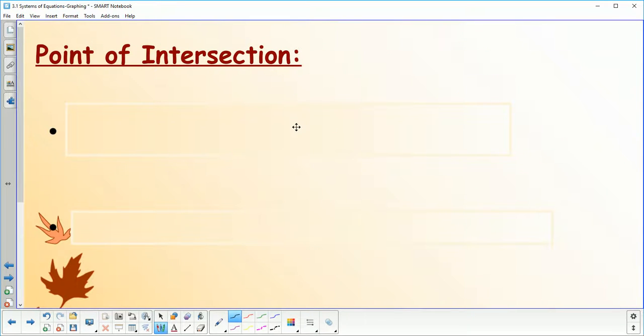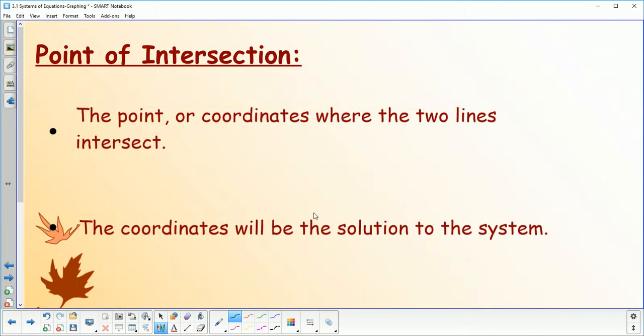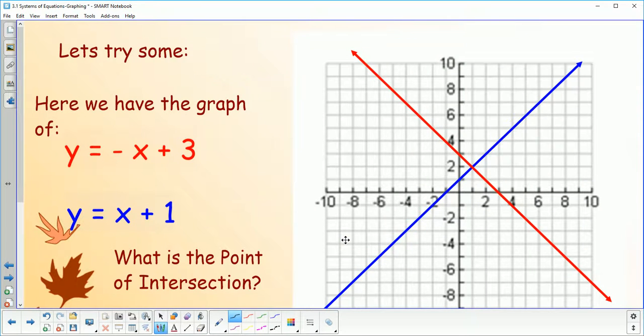Okay, so last piece, our point of intersection is the point or coordinates where the two lines intersect, and this point of intersection is going to be our solution. So we mentioned two slides ago that we were looking for one point of intersection, and that would be our one solution. There's no point of intersection if they're parallel, or an infinite amount if they are the same line.